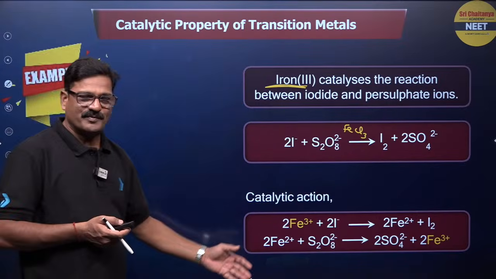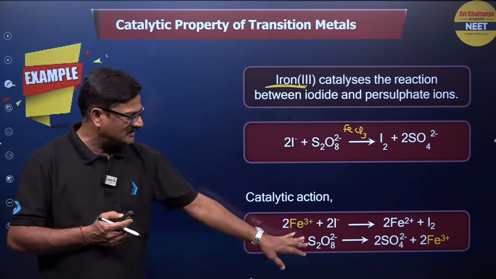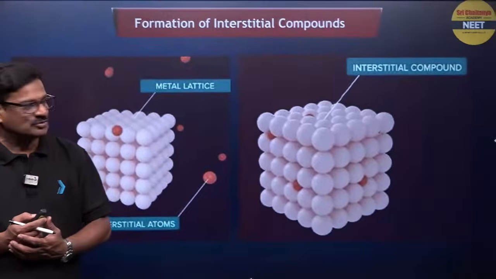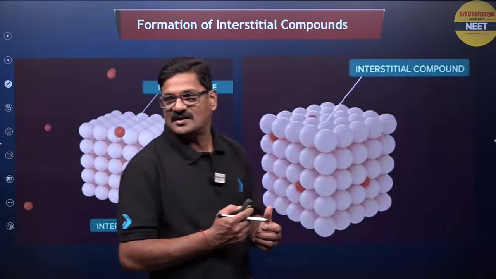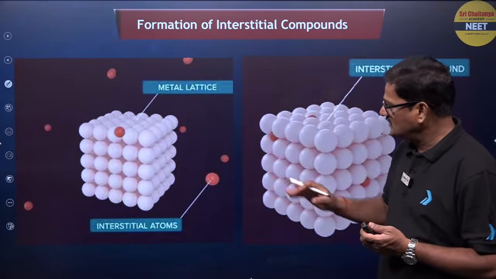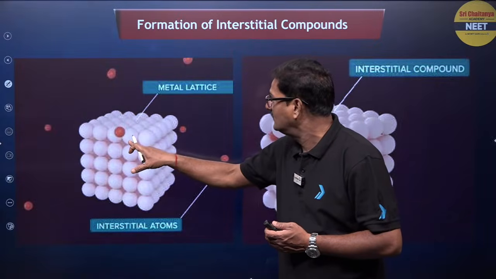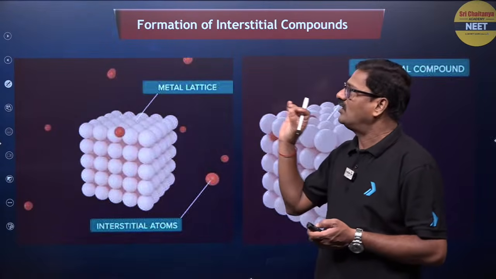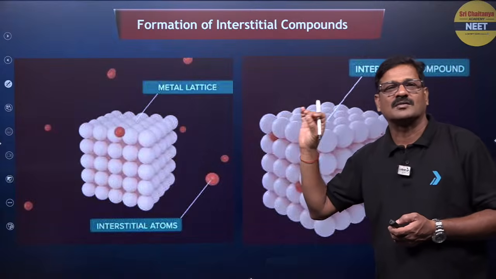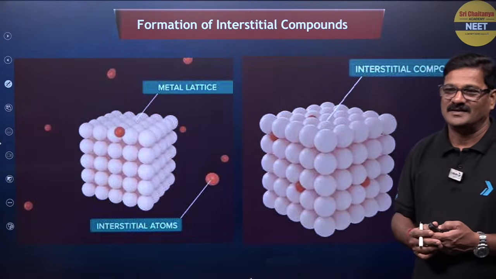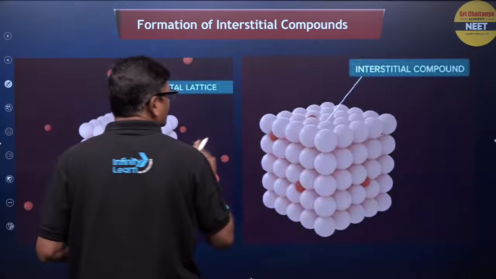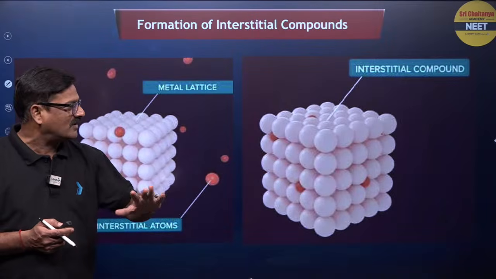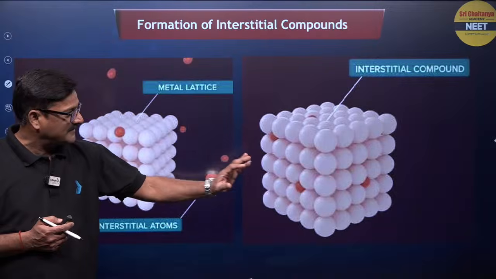The mechanism of catalytic action is not that important at this time, because catalytic theories are not here. Okay, children, now formation of interstitial compounds. In a metal lattice there are gaps, called interstitial sites. Small non-metal atoms like carbon, boron, and hydrogen get trapped in them. They are called interstitial compounds, and they don't follow stoichiometry, but they have different properties, beta.